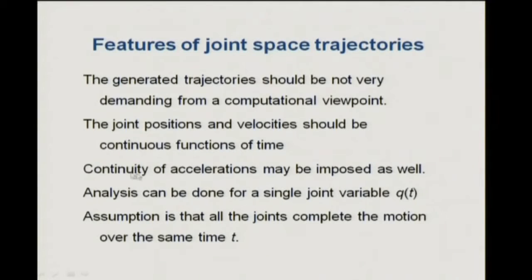What you do is you usually impose only continuity of acceleration, which essentially is the same as inhibiting velocity discontinuity. And it is enough to just analyze what goes on for a single joint variable q(t). Those are 6, 8, 9 joints depending on what your system is. If you just look at one joint variable, it is okay, because you would assume that all the joints will complete the motion in the same time t.